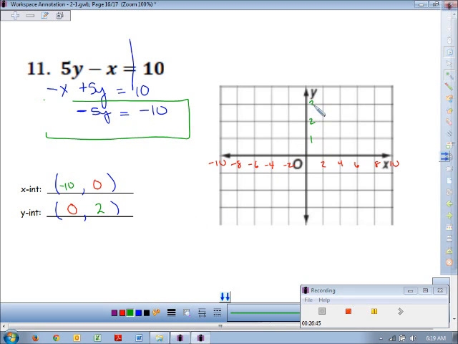1, 2, 3. That's the whole reason if you label stuff, then someone can read it. So that's just for fun. If you went by 2s, it would work also, but it doesn't really matter. X-intercept, booyah, right there. Y-intercept, 0, 2, booyah, right there. And take your straight edge, connect through the grid.